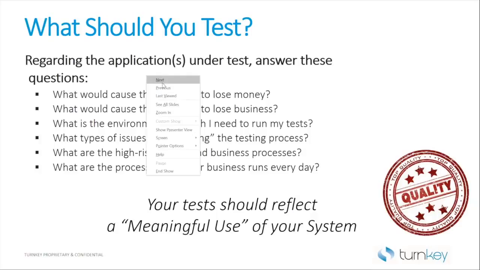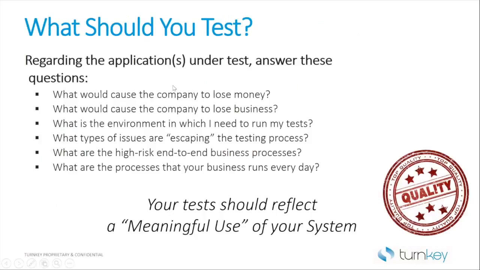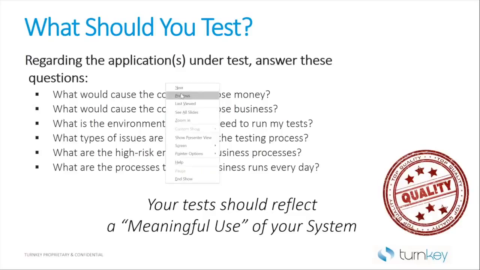So shift left is the process of designing, planning, and implementing tests very early within a sprint, and keeping QA activity moving along parallel with the development process. We want to develop the plan and focus the scope.